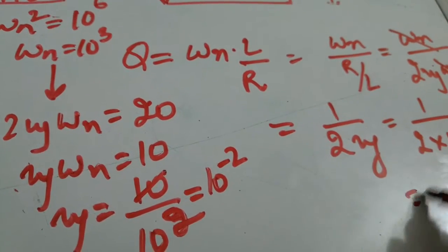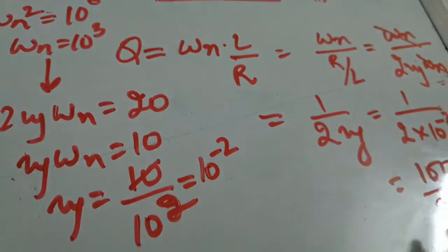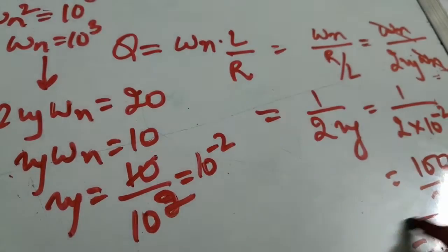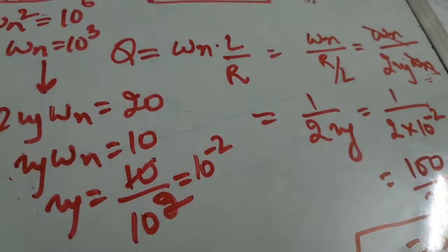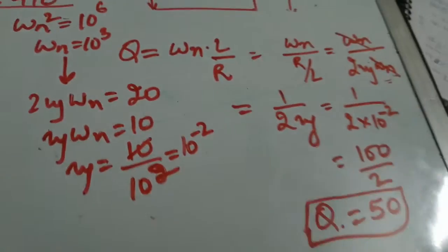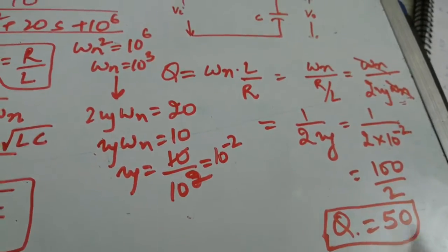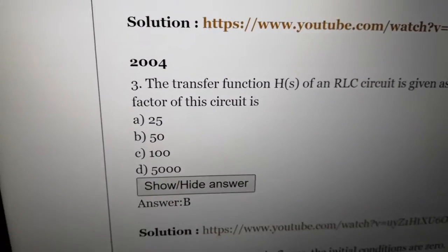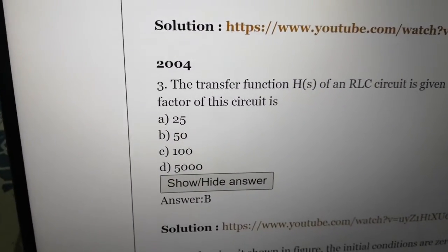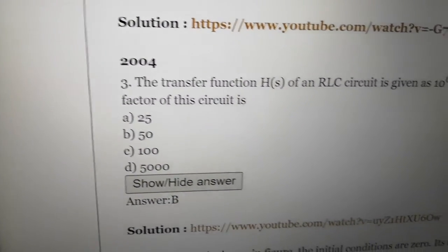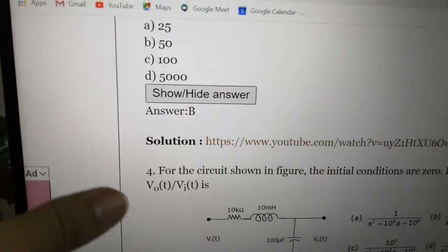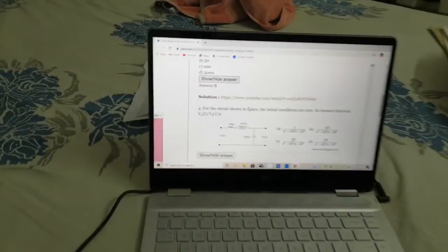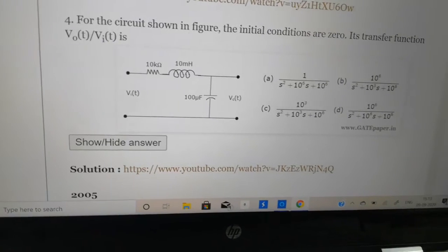So this is going to give me the value of 50. So this is the value of my Q factor that is going to come from this question. So B is the right answer and that is coming out to be 50. So now let's come on to your next numerical. So this is our next numerical.